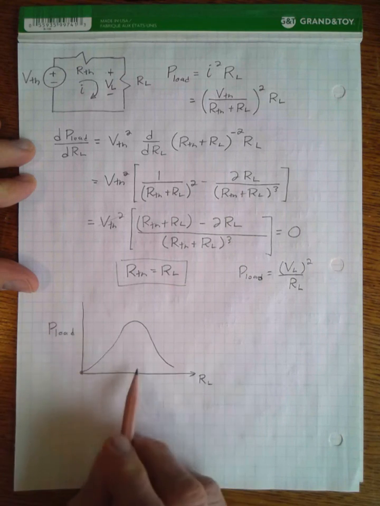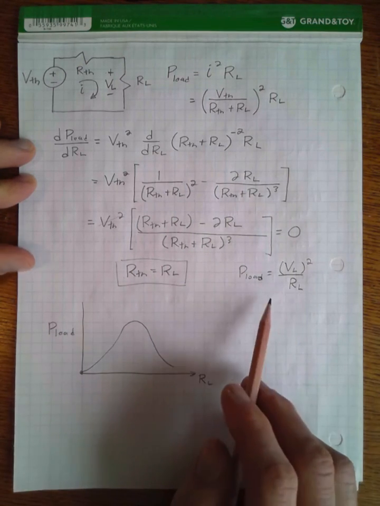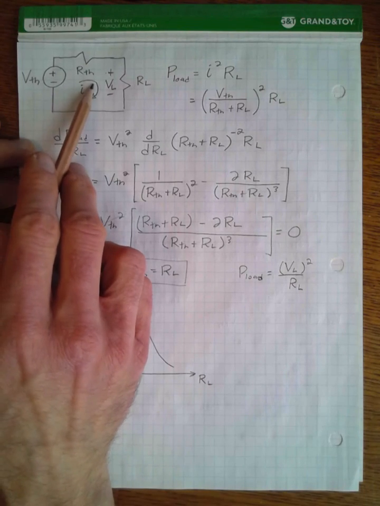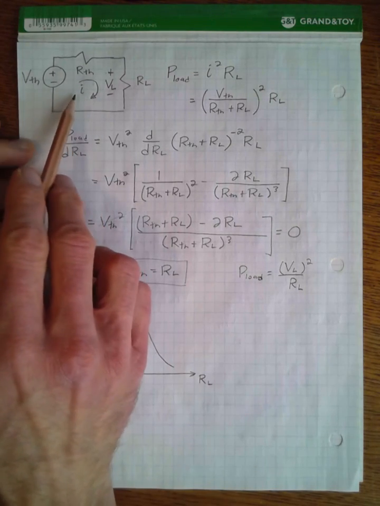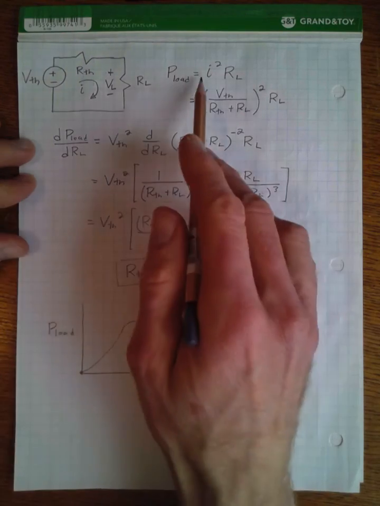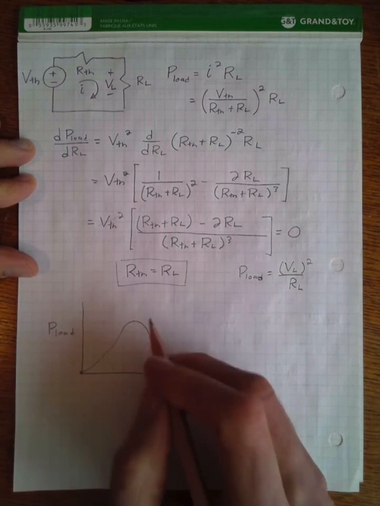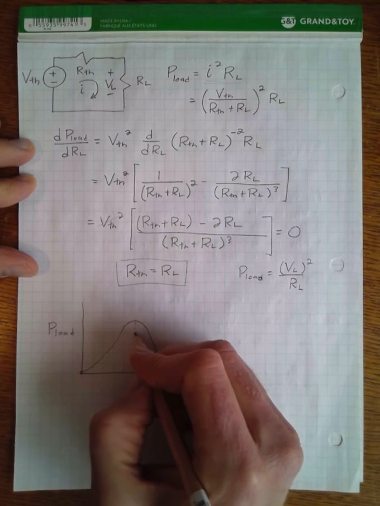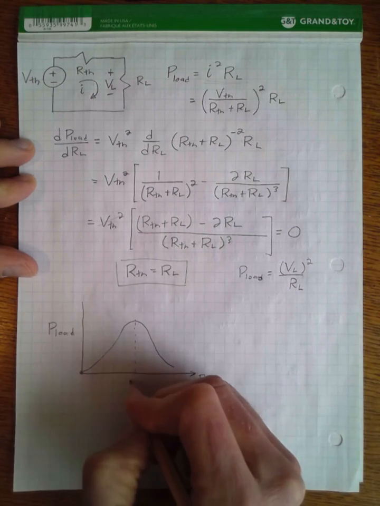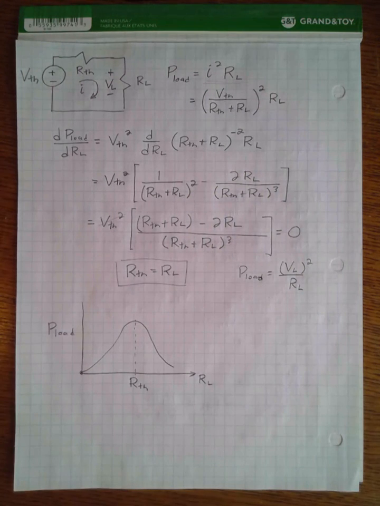What happens to cause this decrease is that if we make RL too big, then we're reducing the amount of current that can flow through this loop, and our power starts to drop because of this current equation. And it just happens that this maximum occurs at the Thevenin resistance.